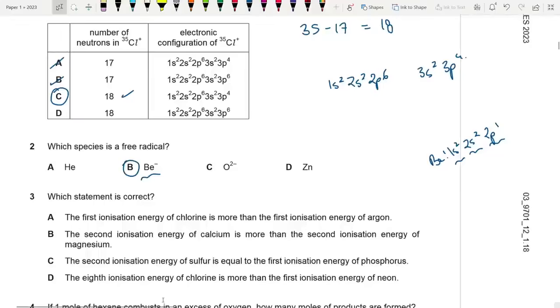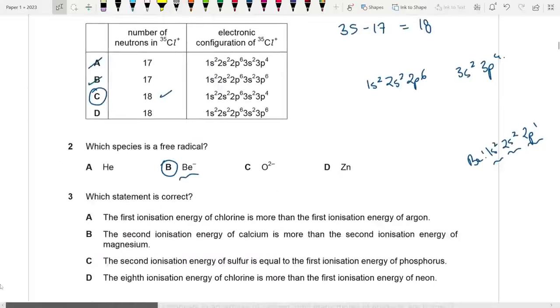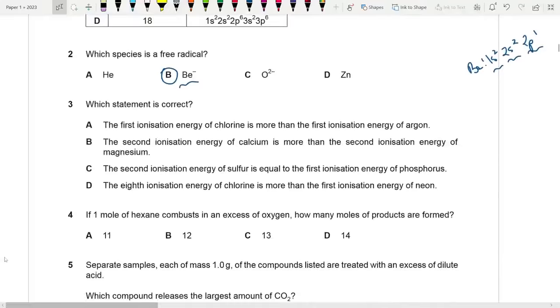On the other hand, why not oxygen? Oxygen is over here, which is 1s2, 2s2, 2p4. So O2 minus is 1s2, 2s2, 2p6. So it doesn't have any unpaired electrons, right? That is why the answer is beryllium anion.